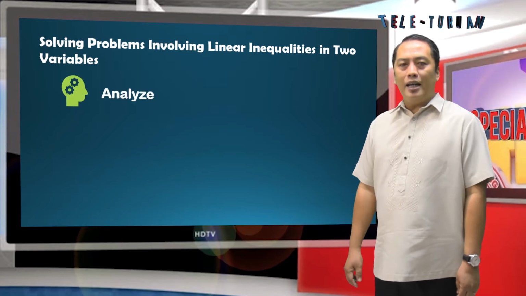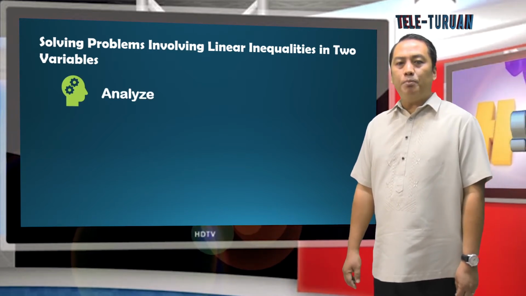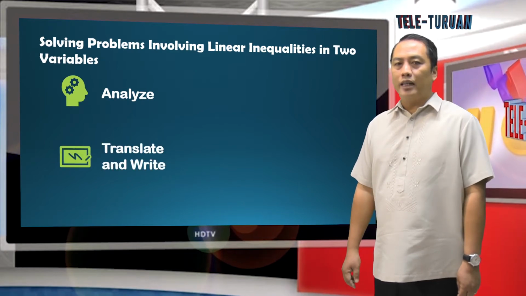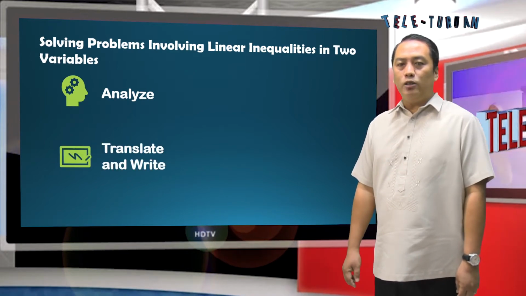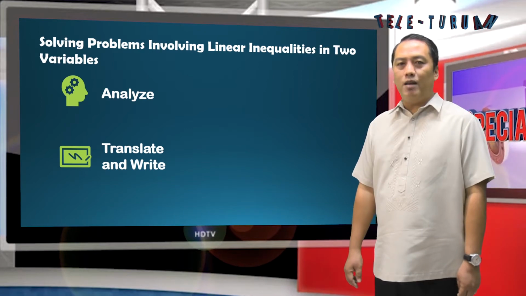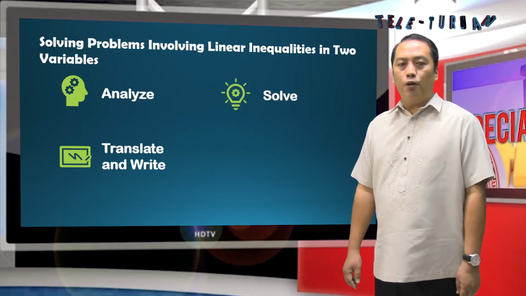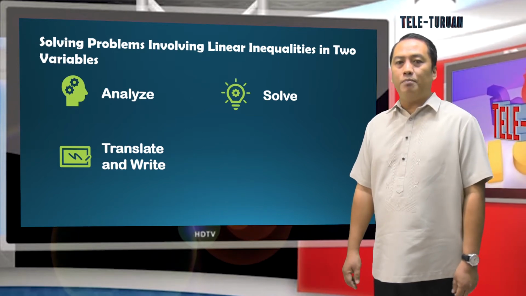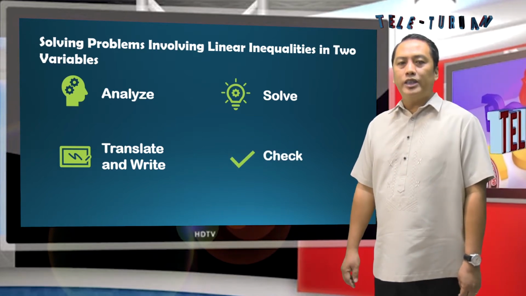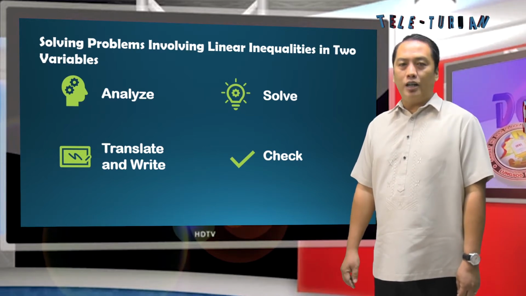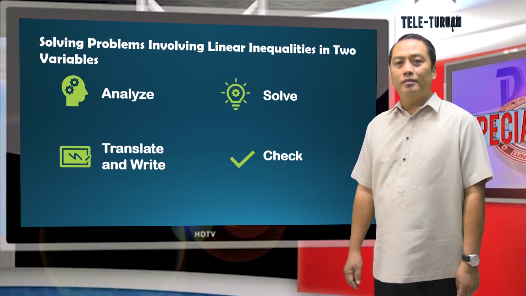First, analyze the problem. Understanding the problem is very important in solving word problems. Next, translate the verbal sentences into equations and in this case, inequalities. Then, solve the inequality or equation formed using, of course, the appropriate method. And lastly, check your answer if it satisfies the condition in the problem. Are you ready to solve some problems now?